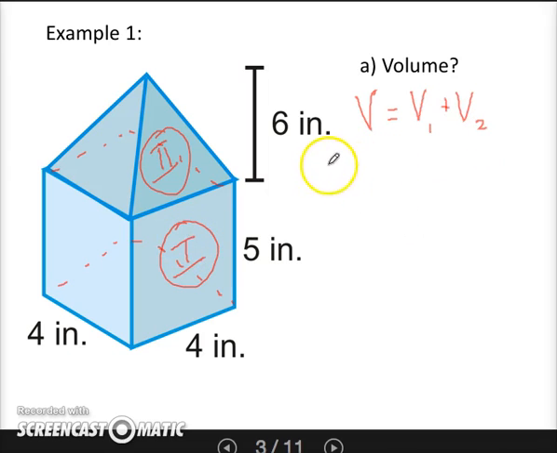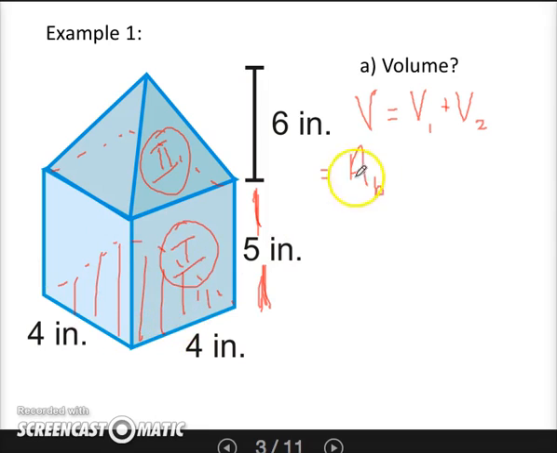So the volume of 1 is going to be the area of the base times the height of this rectangular prism. And we have to make sure that we're using the height of the part of this solid that we're actually working with. So it's going to be the area of the base times 5. And then the formula for the volume of a pyramid is 1/3 times the area of the base times the height of the pyramid, which is 6.